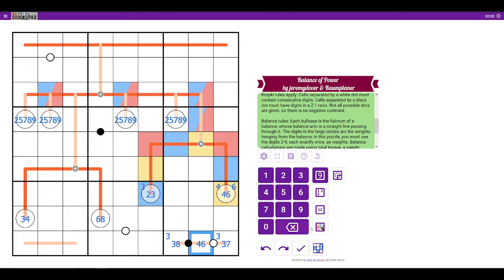Oh, well, I know this is always going to be yellow. That's always going to be red or blue.